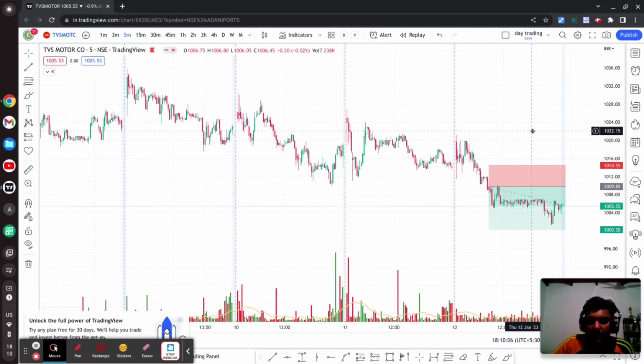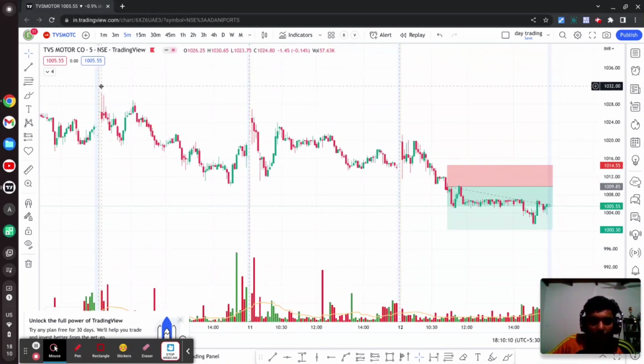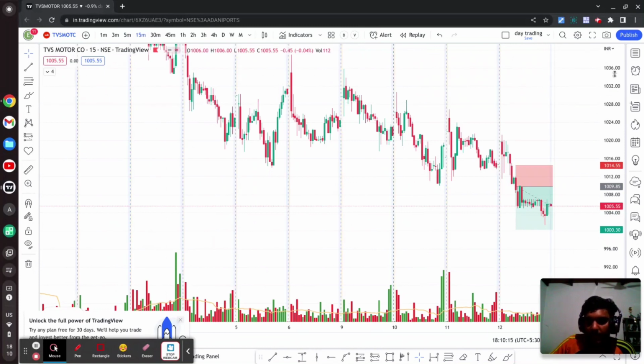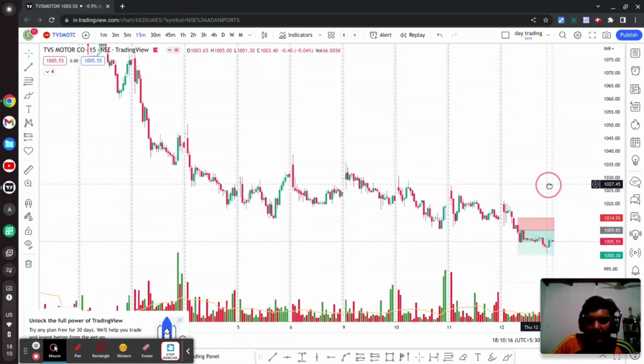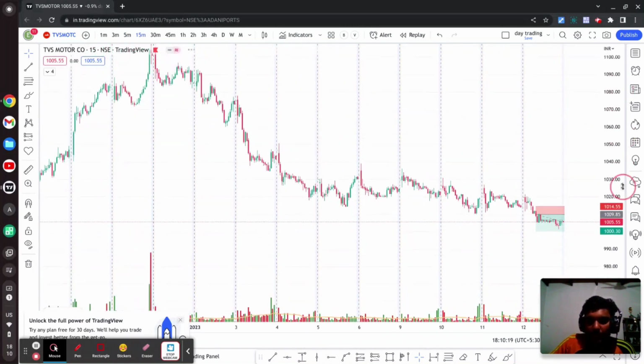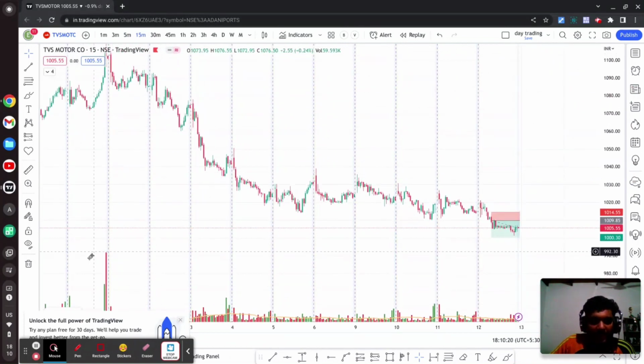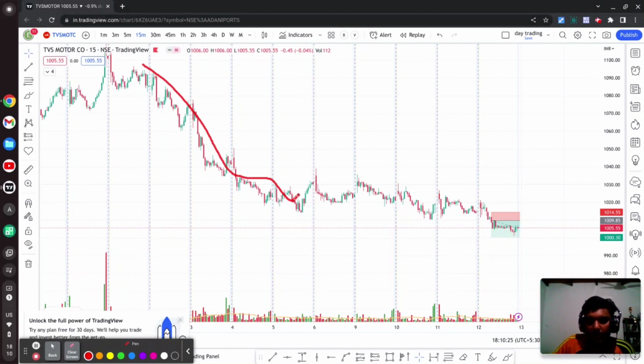First of all, how I selected TVS Motors. Okay, this is a chart of TVS Motors. This is 5 minutes chart. Let me make it into 50 minutes chart. Okay, now we can see a broad picture of TVS Motors. It was actually on a downtrend, right? It was moving down, and for the last couple of days it was consolidating. So that's the reason why I selected TVS Motors.